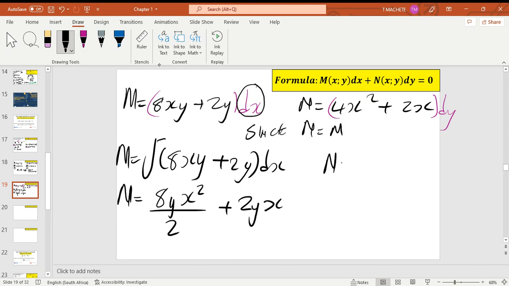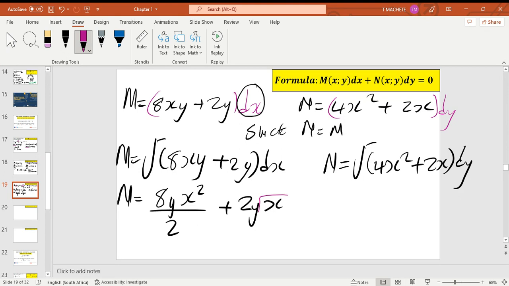Let's go to the n side. The integration of 4x squared plus 2x dy. Guys, please understand this. That 2y is a constant. So when you integrate a constant, it's like you're integrating 2. What is the integration of 2 with respect to x? You're going to get 2x. So here you've got 2y because that 2y is a constant. You multiply it with that x. You're going to do the same here.